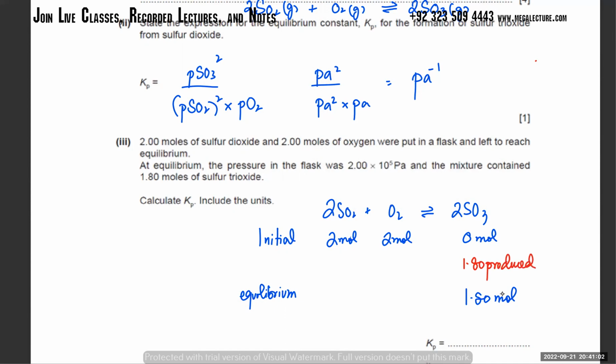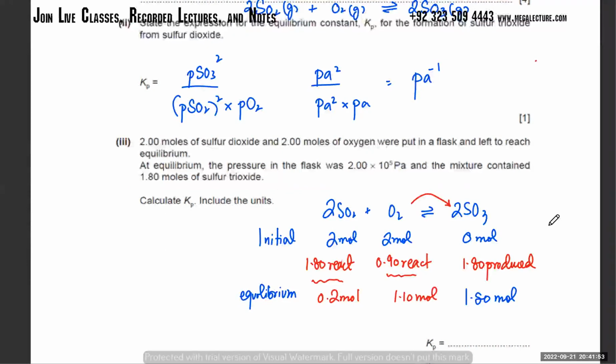Yes, sir. That means there must have been some forward reaction. To produce 1.8, how much SO2 must have reacted? It's the same ratio, so 1.8. And how much O2 would have reacted to produce 2SO3? It's 2:1, so 0.90. So how much is left? You started off with 2 moles of SO2, 1.8 have reacted, so you're left with 0.2 moles. For O2, you started with 2 moles, 0.9 are gone, so you're left with 1.10 moles. Is that clear?